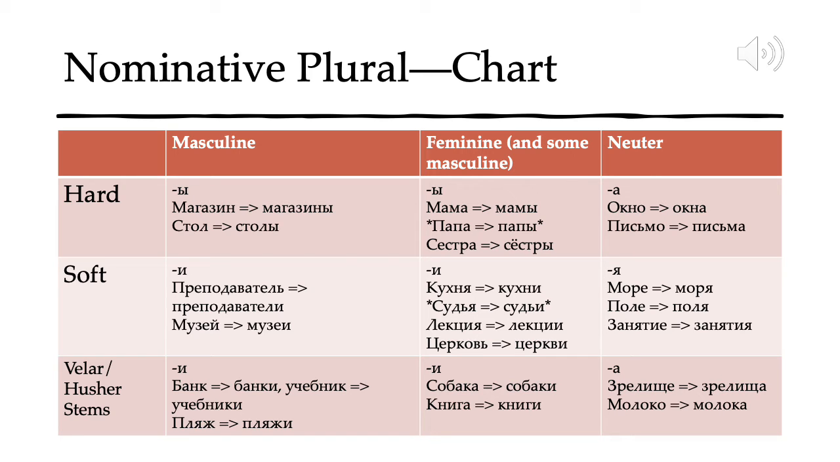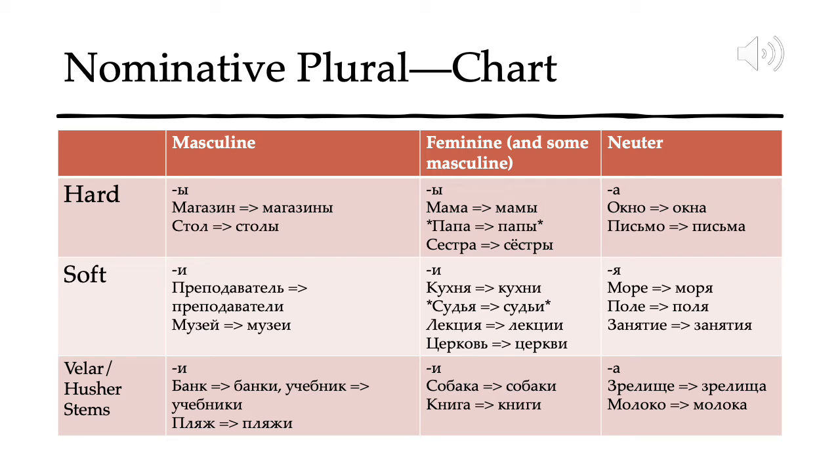All right, let's look at soft stem nouns in this group. You're going to drop the ya, if it ends in ya, and add i. So kuhnya becomes kuhni. Sudya, a judge or a referee, becomes sudi. And again, note that stress shift. Leksiya, which ends in iya, is going to become leksii. You have two i's back to back there.